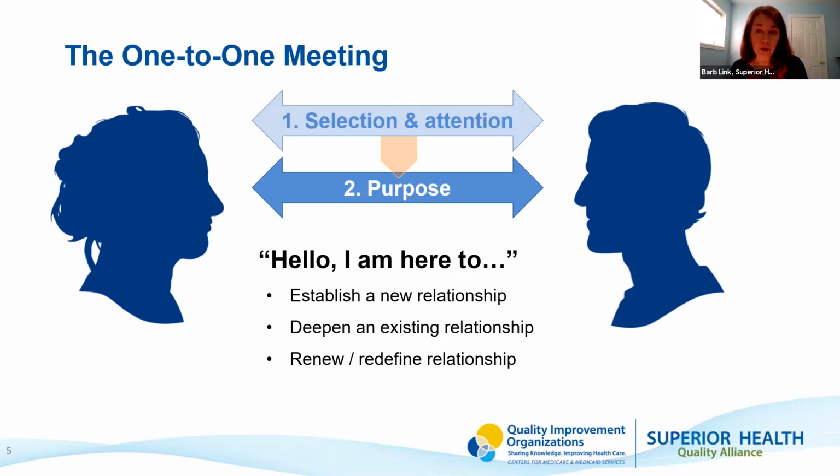So then we move on to purpose. So now we're actually meeting together. Jackie and I have discussed a time in this COVID world, we're going to meet by phone. And I'm going to say, so Jackie, I'm Barb Link. I work with Superior Health Quality Alliance, and I'm developing a home healthcare work group collaborative.